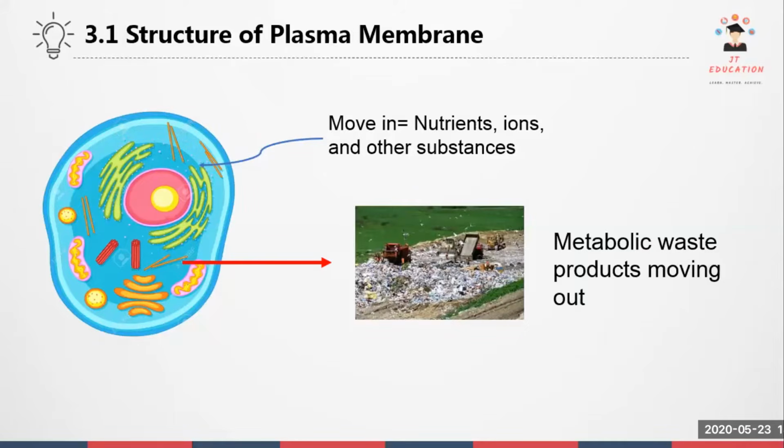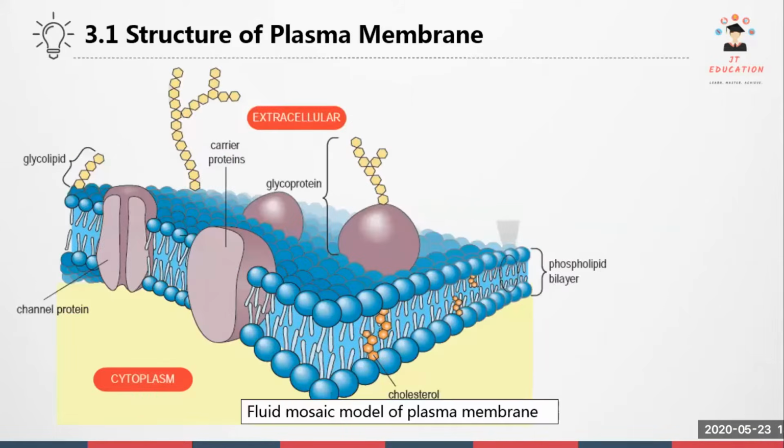So how do these substances move in and out of the cell? It's controlled by the plasma membrane. What is being moved in, like the nutrients, ions, and other substances, and the metabolic waste products need to be moved out. We are now looking at the structure of the plasma membrane.